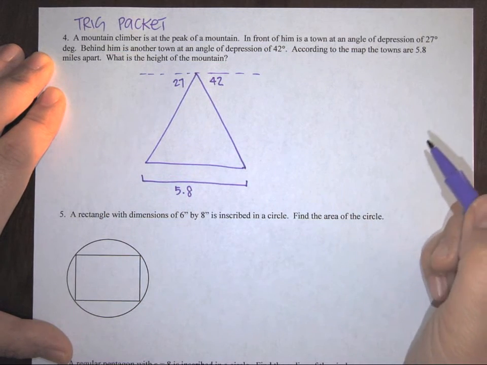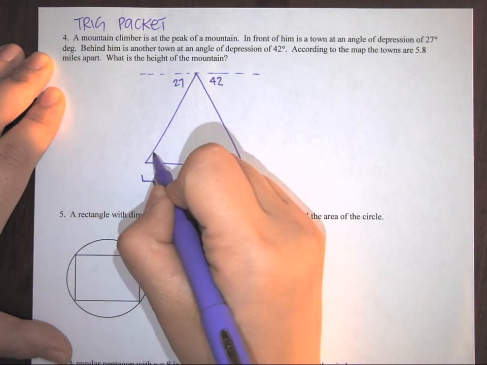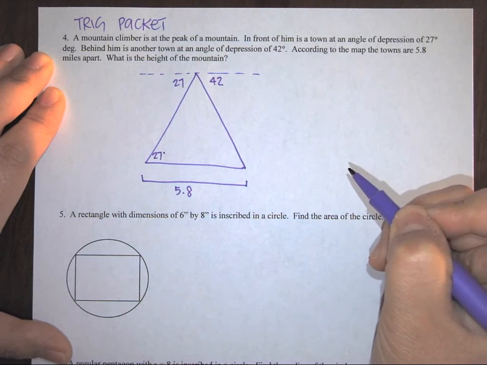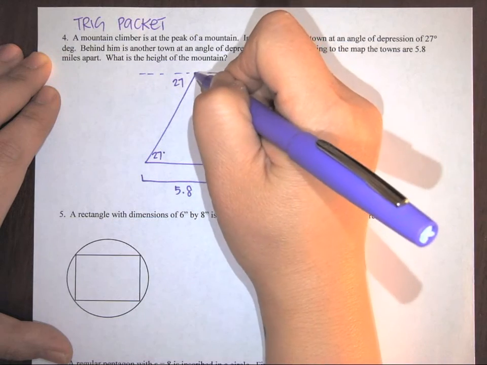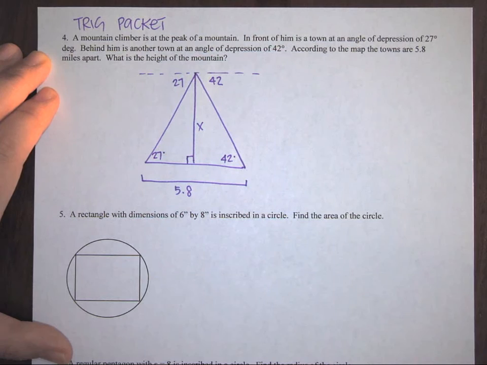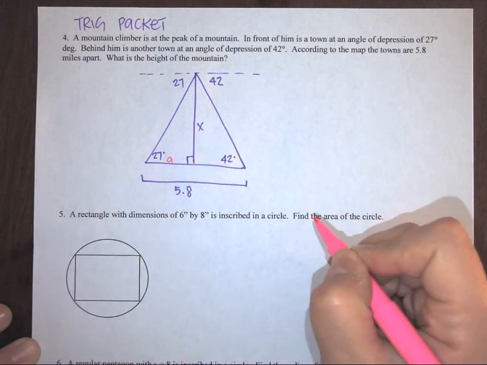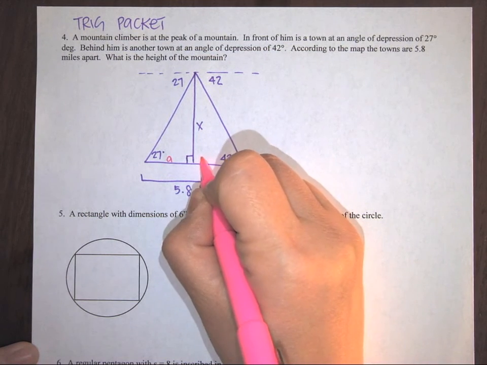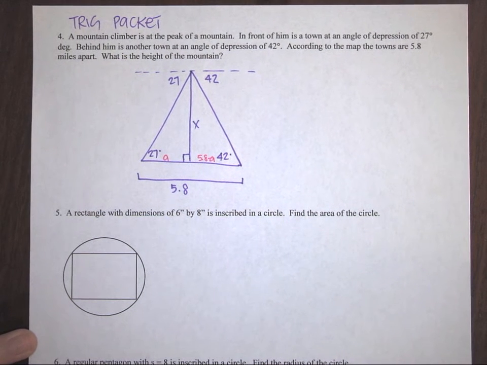Because this is a horizontal and this is a horizontal and they're parallel, we could label this as 27 alternate interior angles and this 42 alternate interior angles. And then we could draw in the height here, call it x. I'm going to label this part for this right triangle A, which makes this 5.8 minus A. We could use sine, cosine, tangent, trig, with these two right triangles.